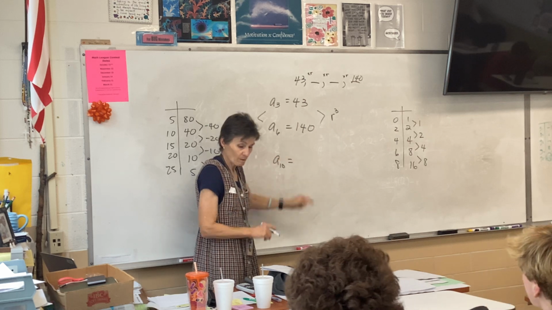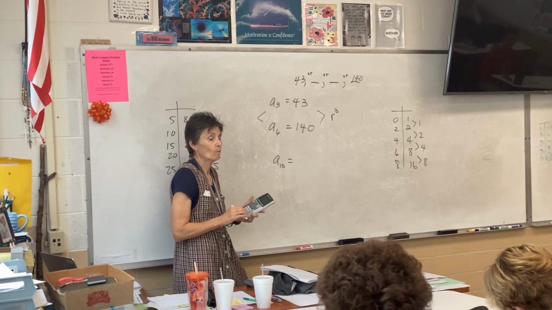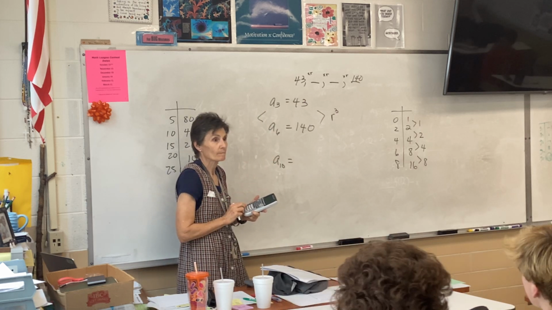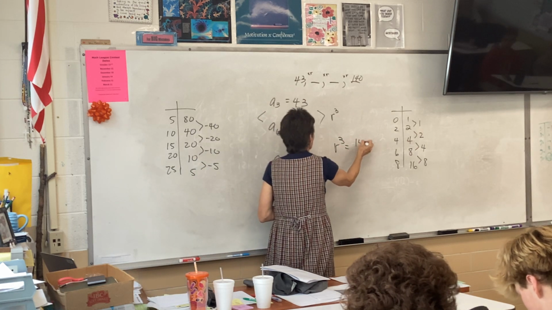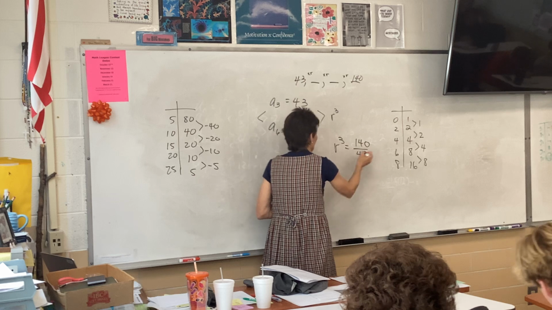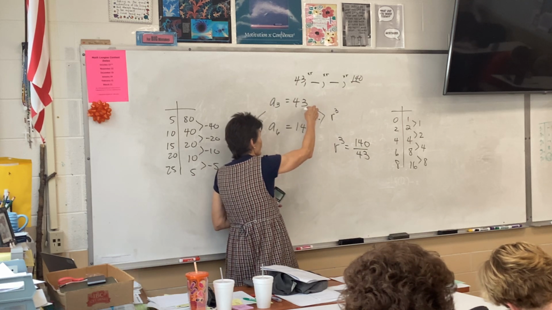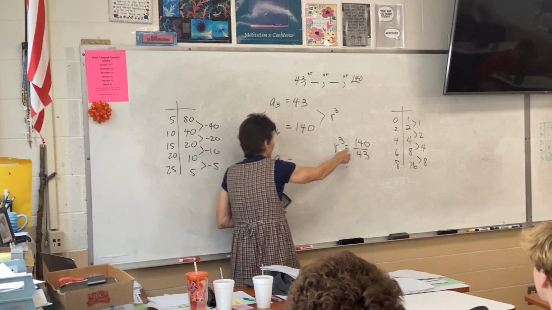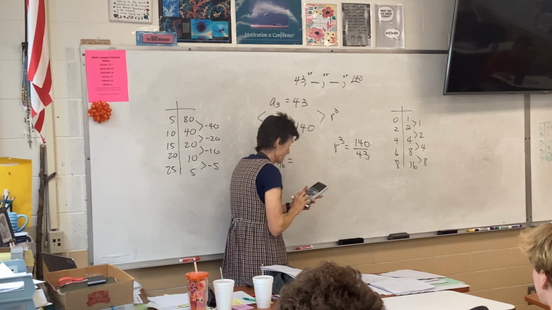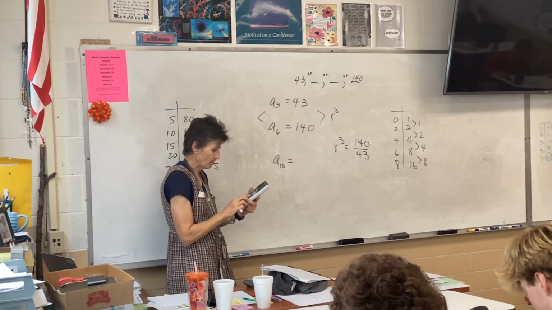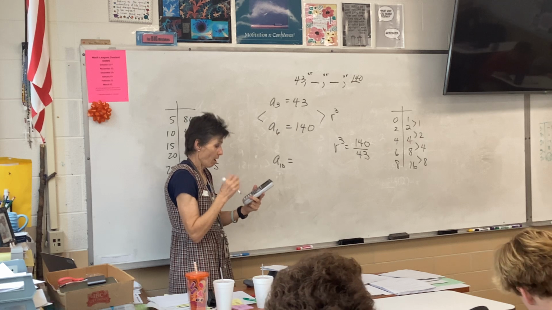Okay, how can we find that thing that we would be multiplying by? What would we do? 140 divided by 43. R cubed is 140 divided by 43. Remember, you are multiplying. So the total multiplication is whatever that is, and I gotta do it in 3 steps, right? So can we do that on our calculator? Figure out what our R is?